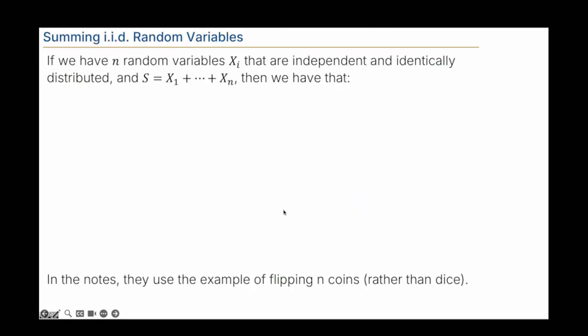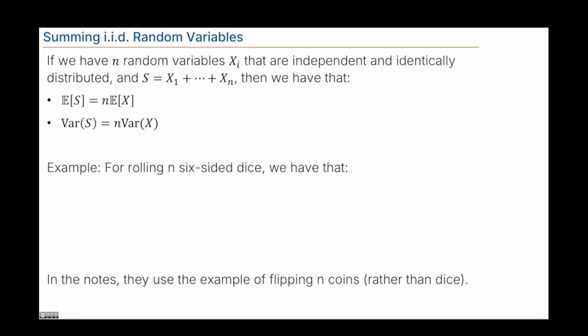All right. So if we have n random variables that are independent and identically distributed, a bunch of random variables that are all from the same distribution and independent, we can also say that for the sum, S equals X1 plus X2 all the way up to Xn, the following holds. This is an extra useful property: the expectation of their sum is n times the expectation of X, and the variance of S is n times the variance, because they're independent. So we get that linearity of variance property.